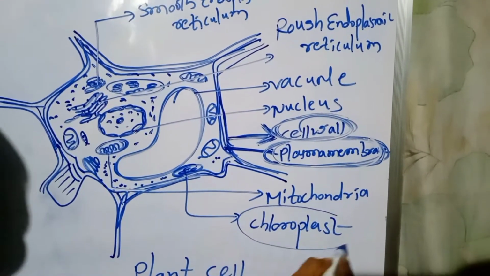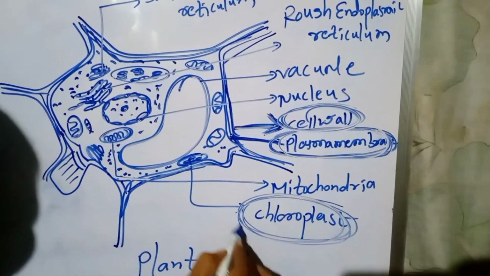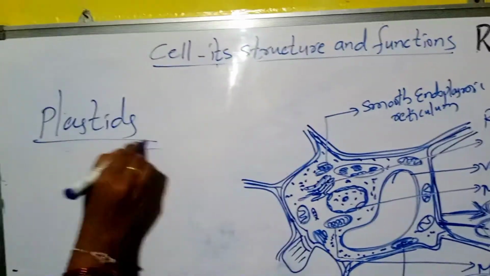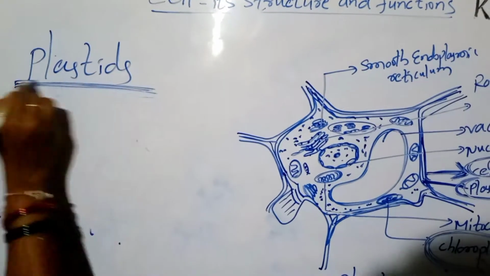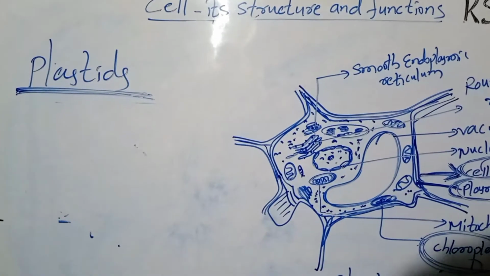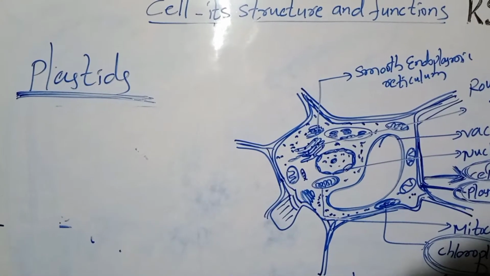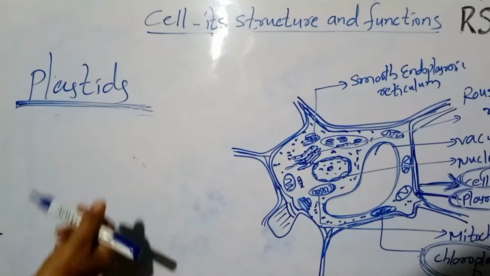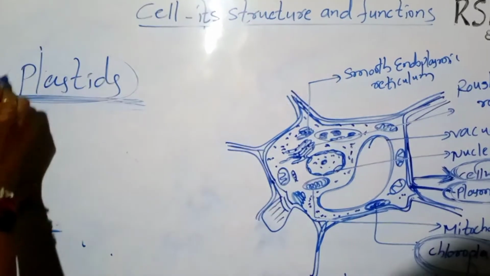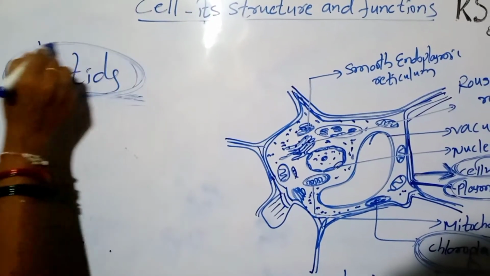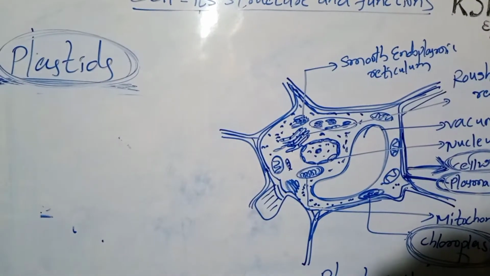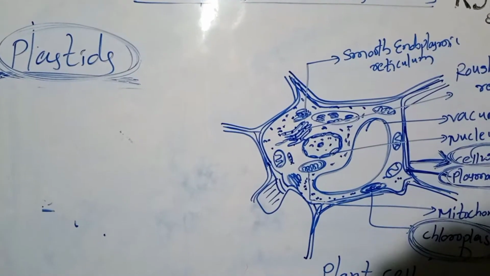So this chloroplast comes under plastids. See, plastids, these are pigments giving color to the cell. Do you know how many types of plastids are there? These are the organelles which are responsible for color of the plant cell. Already I told you, no? These are pigments. These give color to the cell. We will observe various colors in plants, especially in flowers and leaves.